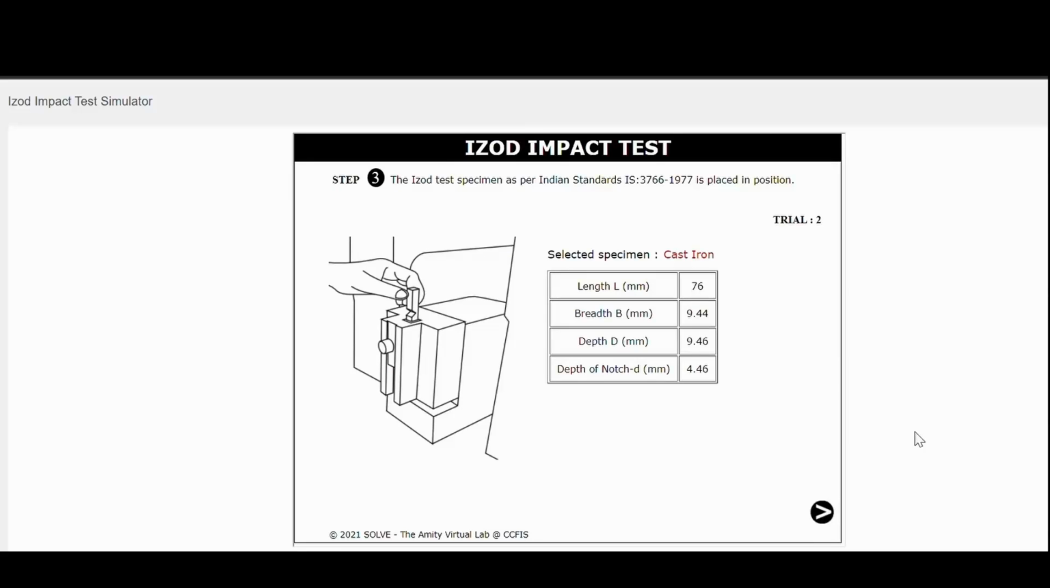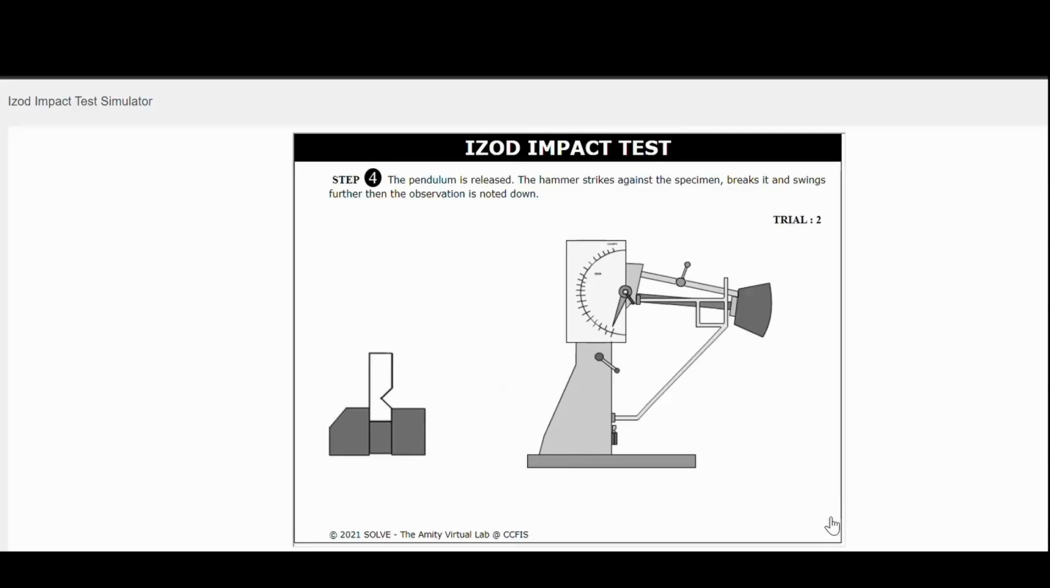Okay, step 3: the Izod test specimen as per Indian standard IS 3766-1977 is placed in position. This is for trial 2. Selected specimen is cast iron. Okay, we get length L is 76, breadth B is 9.44, depth D is 9.46, and lastly depth of notch D is 4.46.